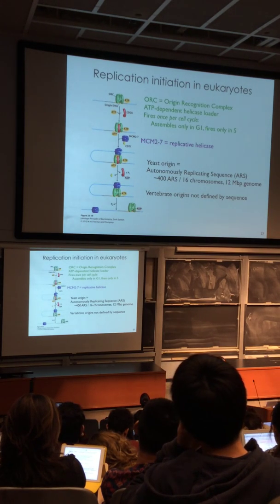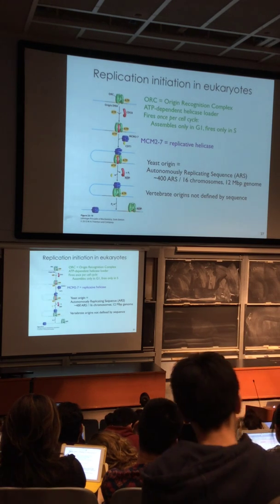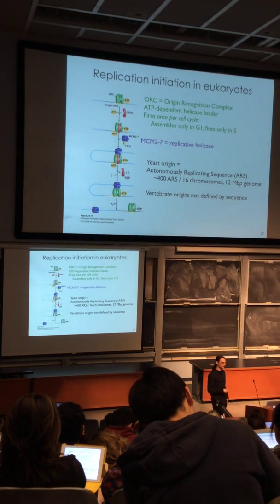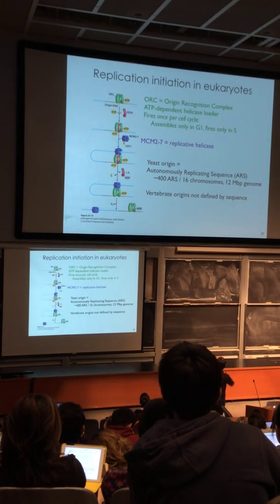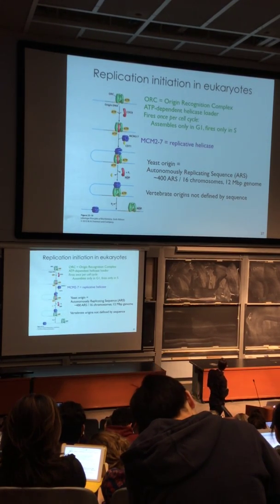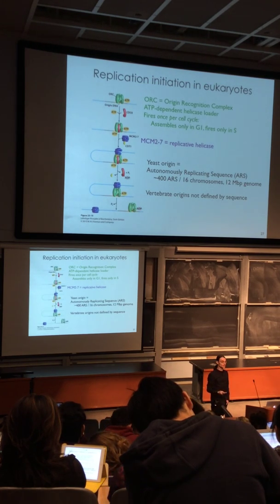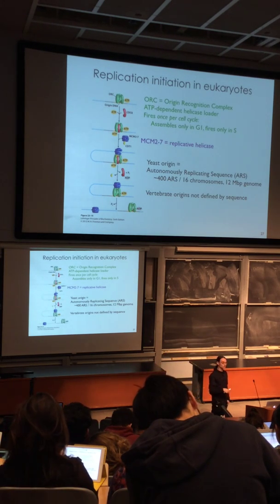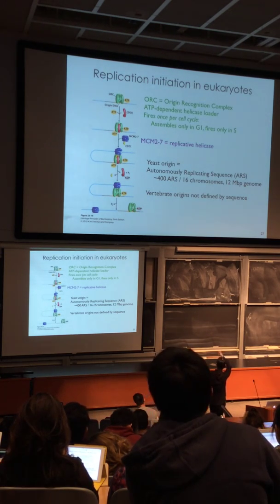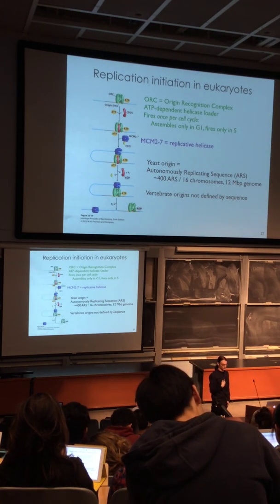So there's this process called licensing that happens in G1, before the cells begin DNA replication. They assemble the origin recognition complexes onto origin DNA. They assemble in G1, and then on the entry to S phase, the cell changes so it's no longer possible to assemble a new origin, but the assembled complexes can trigger a round of replication initiation.